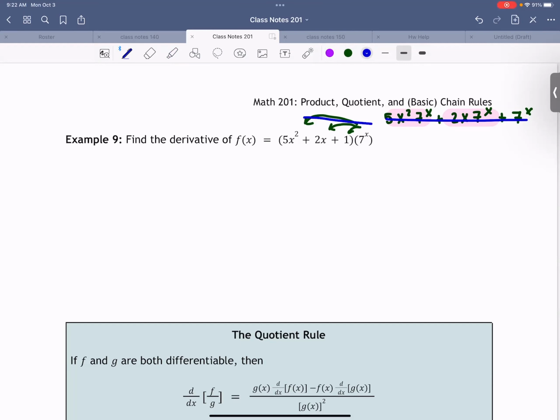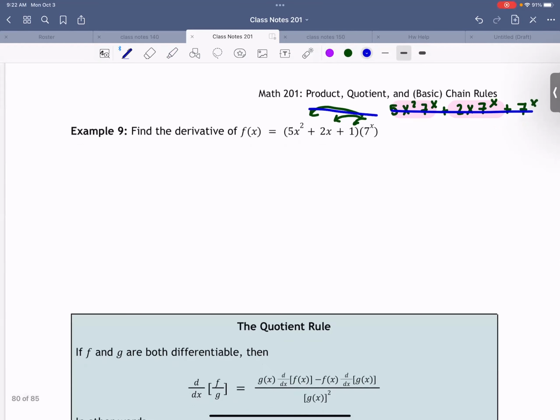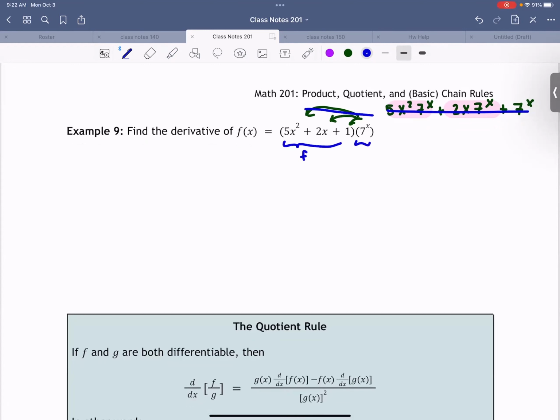It doesn't really matter which one I choose to be f and which one I choose to be g. Let me just do the first one as f and the second one as g. I think that's normally what people do. Now, just as a reminder, the product rule says (fg)' is f times g' plus g times f'. Using this rule, it says leave f alone. So I'll do that: 5x squared plus 2x plus 1. And it says take that and multiply it by the derivative of g.